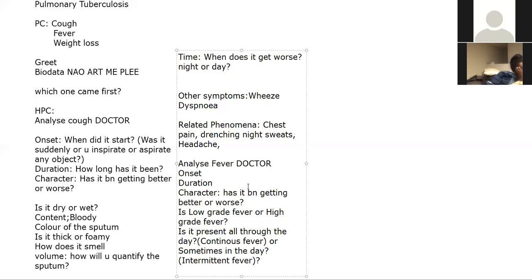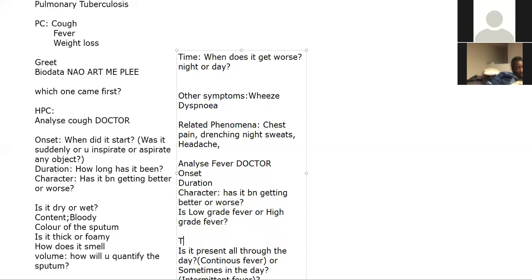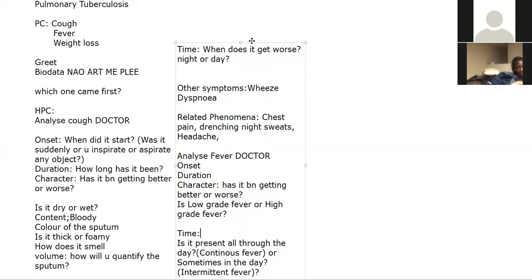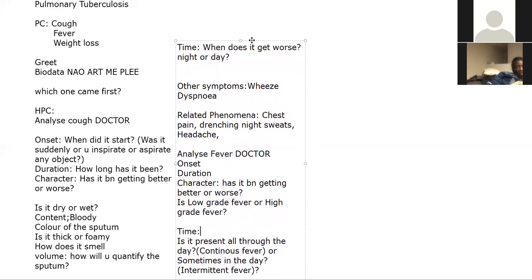Then apart from that, you want to know about the time. Actually, the continuous one here should be under time, not character. So we have DOCT: we talk about the onset, the duration, the character, then the time. Is it present all through the day? Sometimes in the day? That's time. Then after the time, you want to ask about other symptoms. I believe you can see what I'm writing, doctor. Yes, I can.